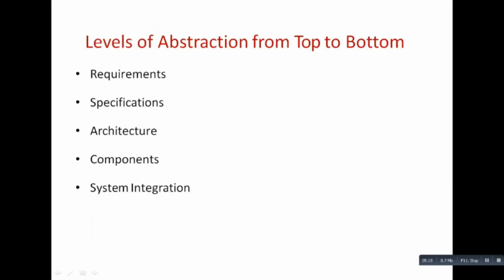These are the levels of abstraction from top to bottom. First of all, we need to specify the requirement. We need to gather the requirements from different customers. Then we provide the specifications: what are the hardware and software specifications required to design the system? Then architecture, which means we design our system, hardware design and software design. Then components: what components are required, and according to the design, we take some hardware components such as memory and input output devices. Then we perform the integration of all these hardware and software into one single entity.